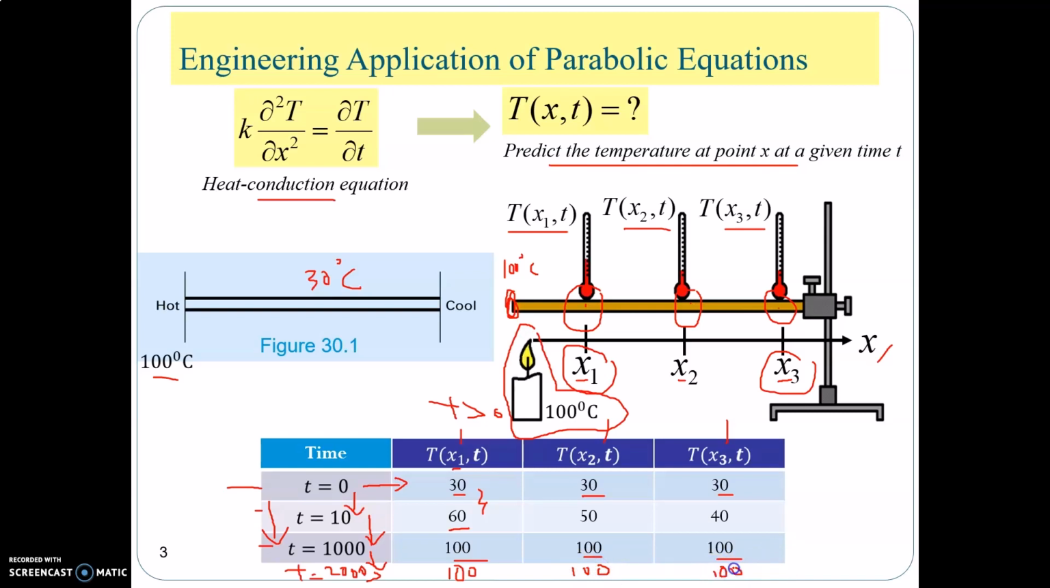So why 100? Why not more than 100? It is because your heat source is equal to 100 here. And this is your boundary condition. As you can see from this table, when the time is greater than 1000, the temperature doesn't change with respect to time. So this is called steady state condition. And for the time less than 1000, the temperature is changed with respect to time. So this is called transient condition.